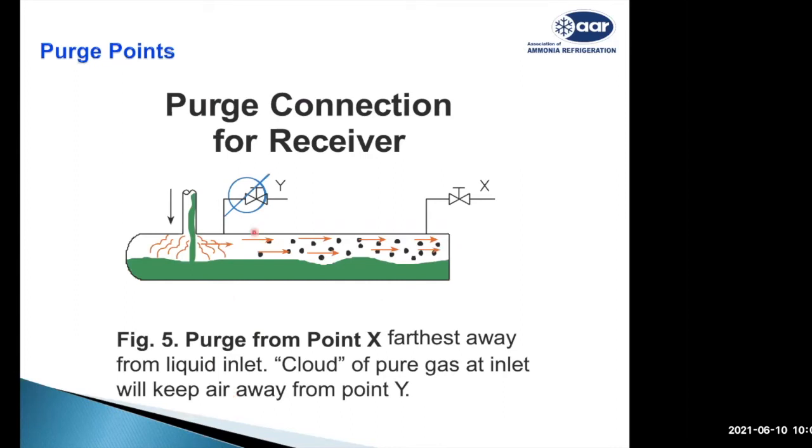As I told you about receivers, when liquid is entering into the receiver, do not have a purge point close to it. The possibility of ammonia is more. But if you go to the further end of the receiver, you will find more air coming out of it, because all the liquid or ammonia gets accumulated at the bottom, and what remains on the top is only the air.